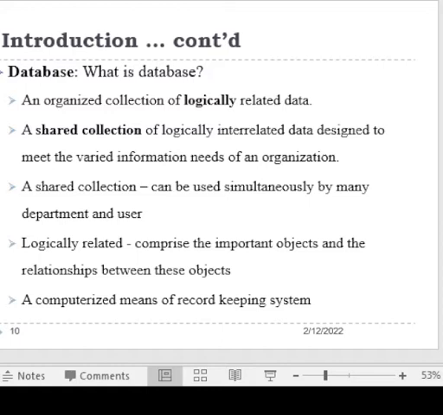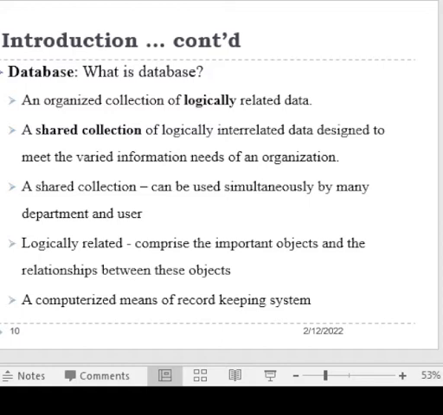So a database is a collection of logically related data. If we use a database for the purpose of a student management system, every piece of data recorded in this system must be related to student information we use for a specific purpose. And also, a shared collection can be used simultaneously by many departments and many users. This database allows multi-user access.